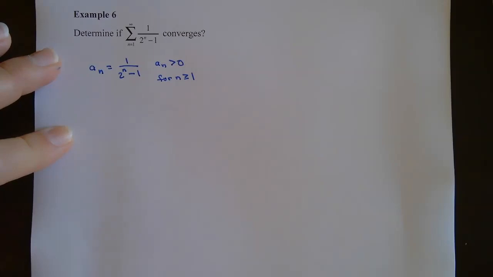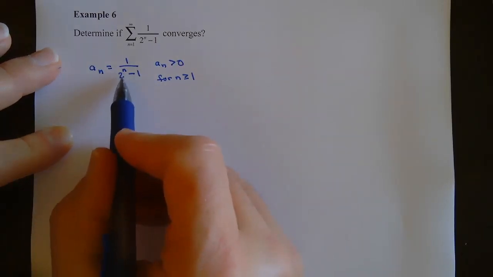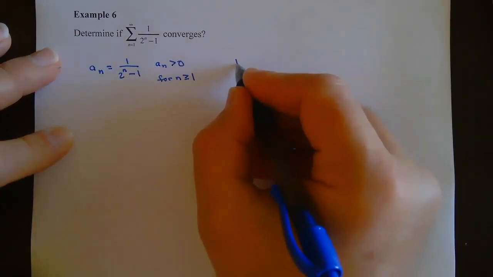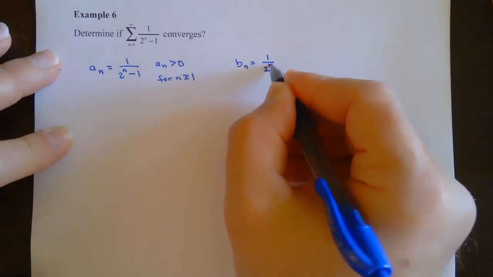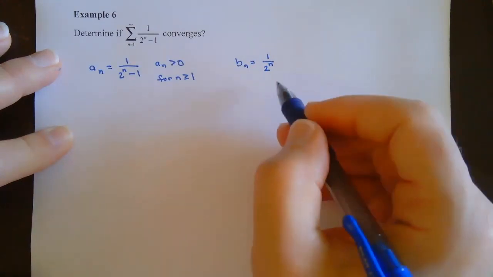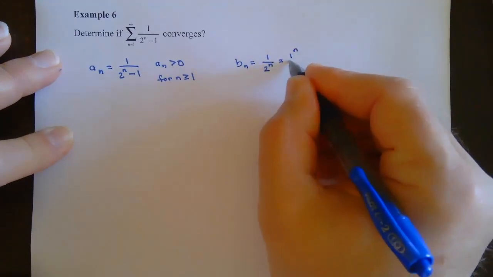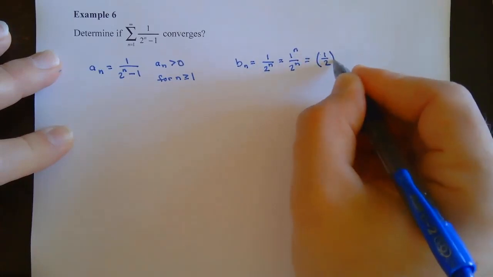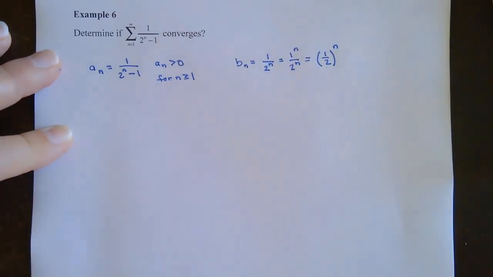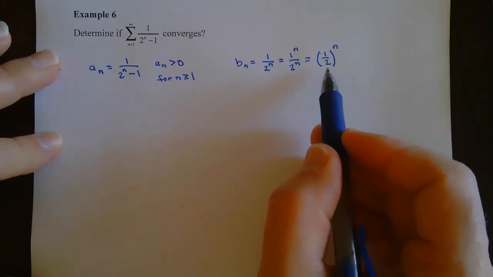All right, so we want to compare this to something, b sub n. We have 2 to the n power here, so what I want to compare it to, b sub n, would be 1 over 2 to the n. Why? Because 1 over 2 to the n can also be written as 1 to the n over 2 to the n, and that can be rewritten as 1 over 2 raised to the n power. That tells us it's a geometric series.